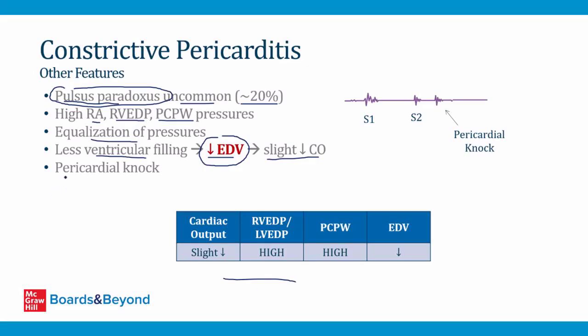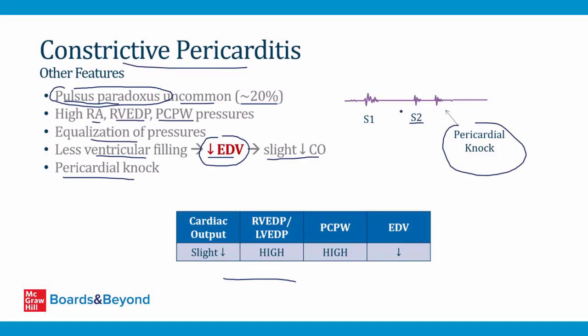And then finally, there can be a heart sound in diastole called a pericardial knock. It occurs shortly after S2. It can sound similar to an S3, and it's very hard to distinguish it from an S3. They're not going to ask you to do that on your board exams. Just know that this early diastolic sound after the second heart sound, called a pericardial knock, can be found in constrictive pericarditis.